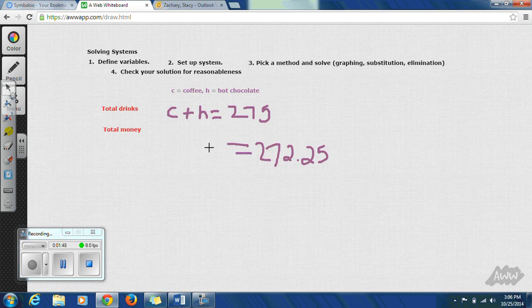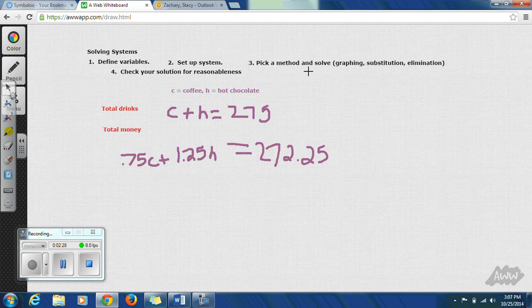They tell us that hot chocolate goes for $1.25. So that means for every hot chocolate sold, I need to multiply that number by $1.25. And coffee goes for 75 cents. So I'm going to need to multiply C, coffee, by 75 cents each time. Here's the second part of my system. So this one is total cups. Here is the value of my total money sold. At this point, we've set up our system. We are ready to move on to step 3.